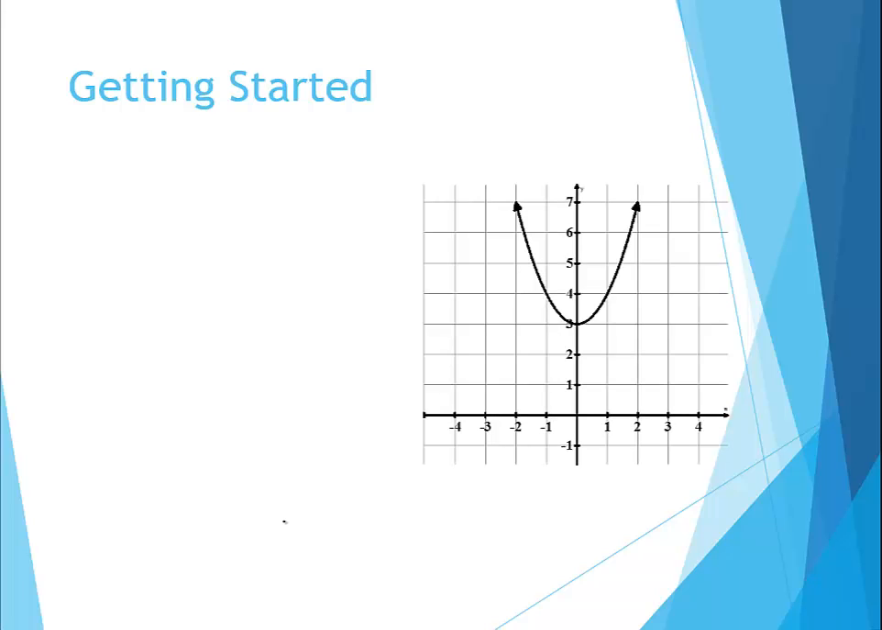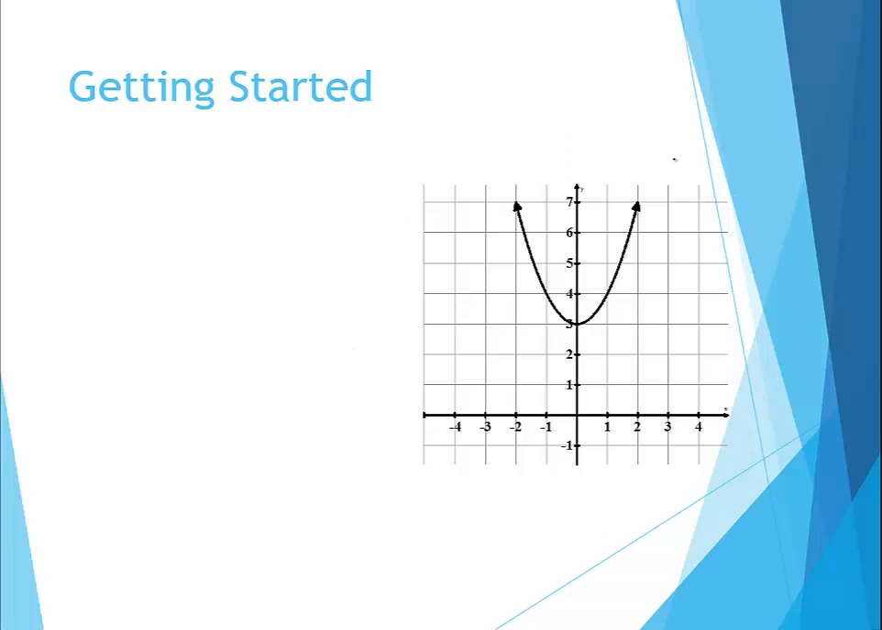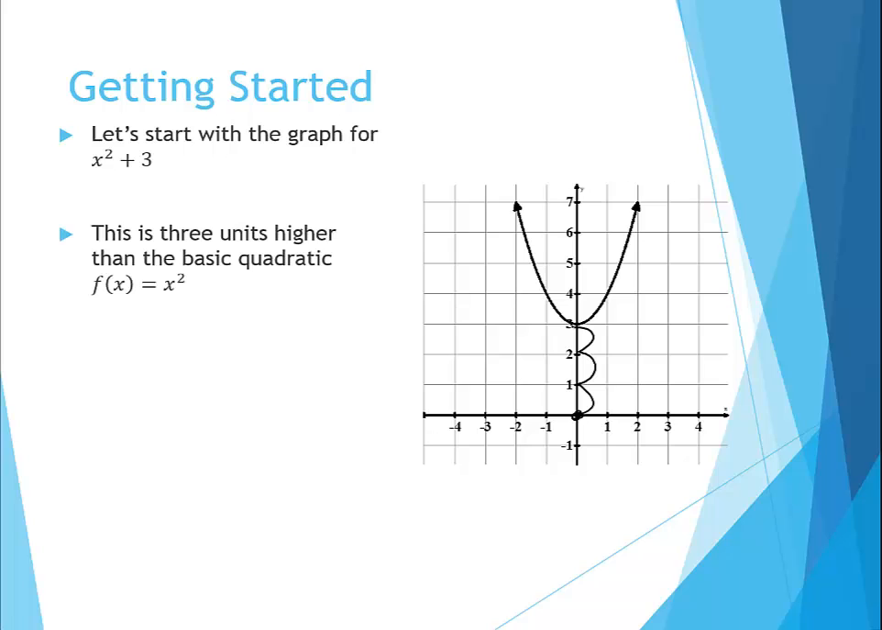So getting started, at first glance, this graph is different from our parent function. Our parent function starts at 0, 0, but this one has moved up 1, 2, 3 units. Okay? So this is the graph of x squared plus 3. And this is 3 units higher than the basic quadratic function, f of x equals x squared. So x squared plus 3 is f of x plus 3.